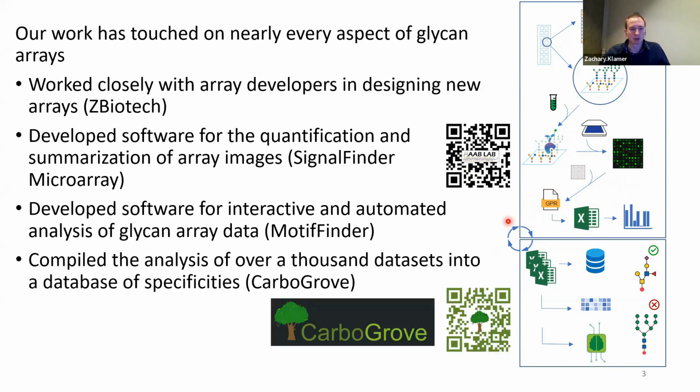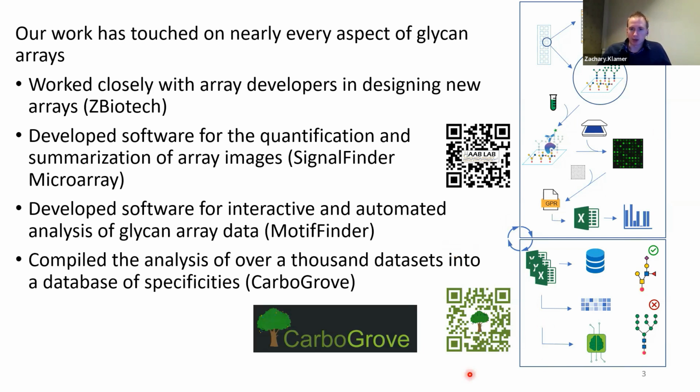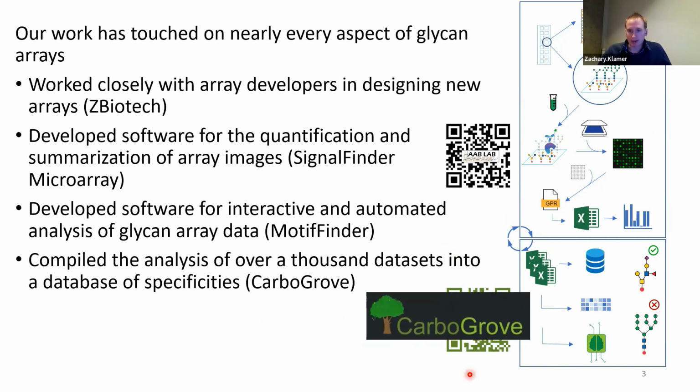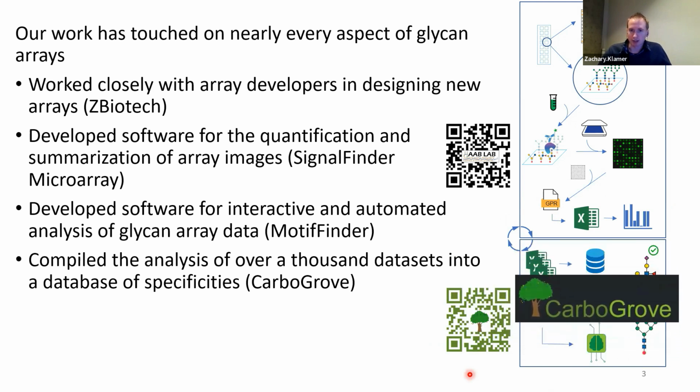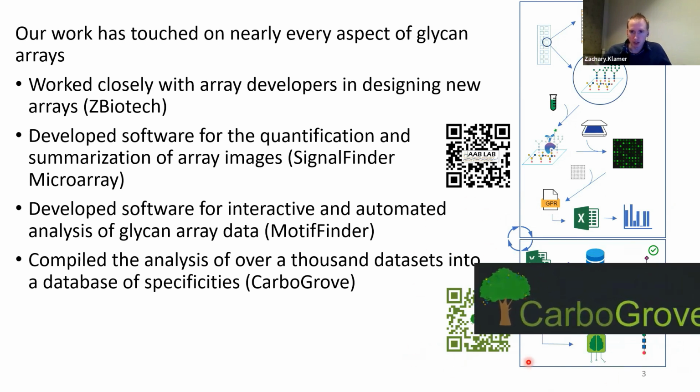And then what I'll be spending most of my time talking about today is we've compiled the analysis of over 1,000 different data sets into a database of glycan binding specificities, which we call CarboGrove. Now, when Akul gave us this nice slide to show where we're at, I wasn't really sure where to put CarboGrove. We have a database, we've got specificities, and we've got a little machine learning powering all that. So I would say that CarboGrove really fits into this whole bottom section here, helping you across the whole area.